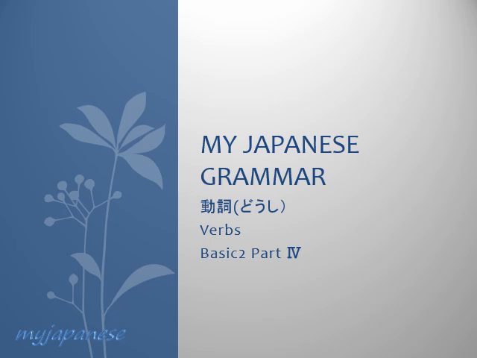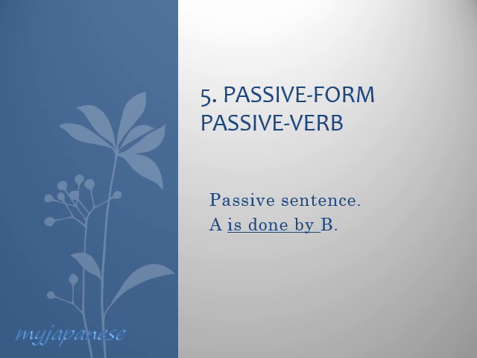My Japanese Grammar 動詞 Verbs Basic 2 Part 4. Let's continue. Next one is passive form, also called passive verb.